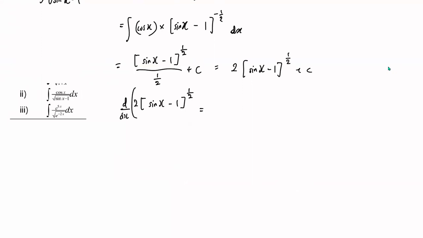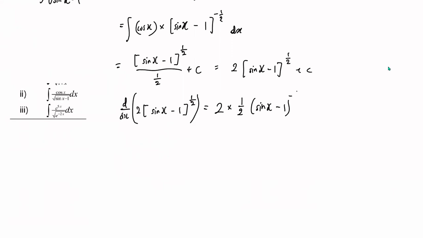I can differentiate by factoring out the 2 and make it look a bit neater. It equals 2, then you multiply by, bring down the whole power half. Copy the base, sine x minus 1, minus 1 to get the power negative half, times, don't forget the inner function you need to differentiate. So you get cosine x minus 0. Of course that's just cosine x, and you see that it's the same.